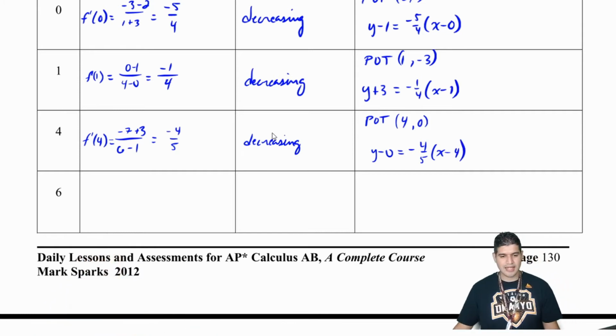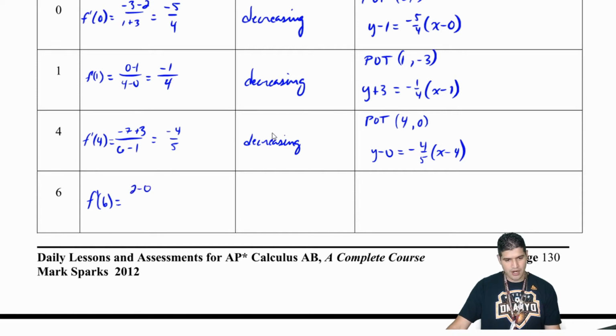Now let's look at 6. Well, what do we get with f prime of 6? That will come out to be 2 minus 0 over 10 minus 4.